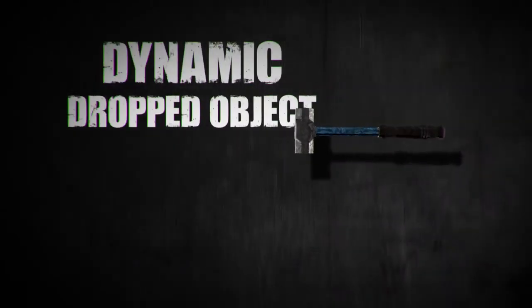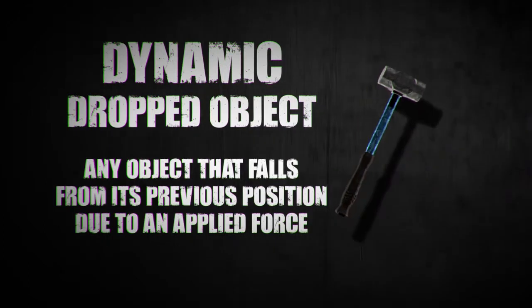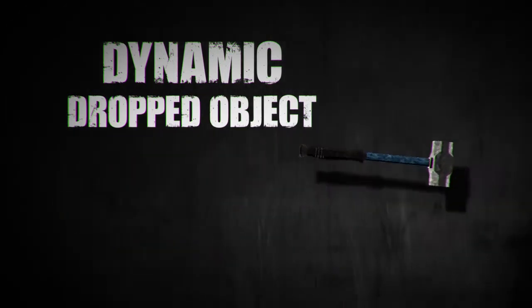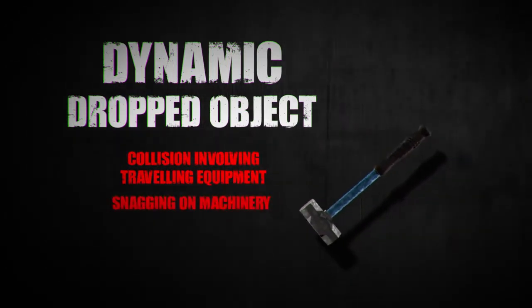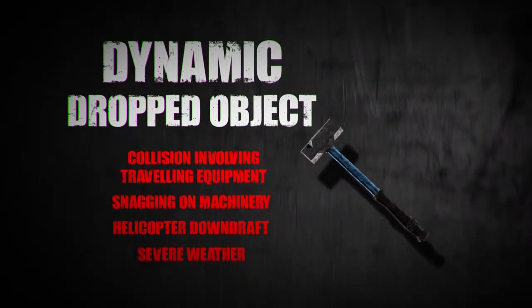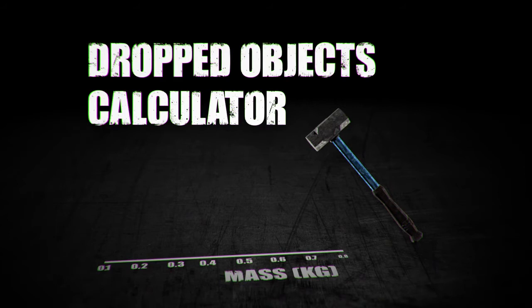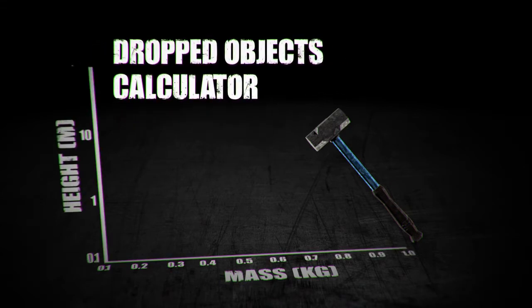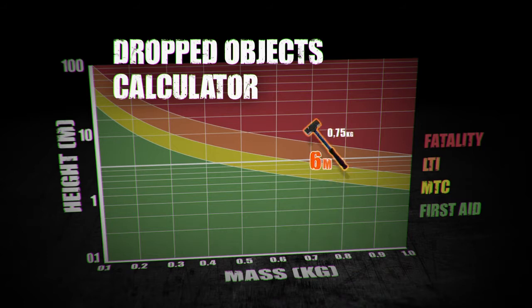The second category is a dynamic dropped object. This is any object that falls from its previous position due to an applied force. For example, a collision involving travelling equipment, snagging on machinery, helicopter downdraft, or severe weather. The dropped objects calculator is used to plot the mass of a dropped object against the distance it falls, to determine the potential severity of the consequences.